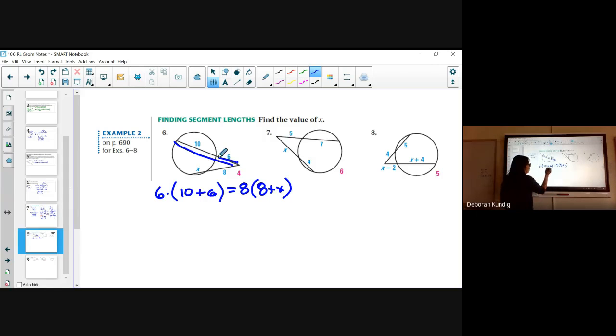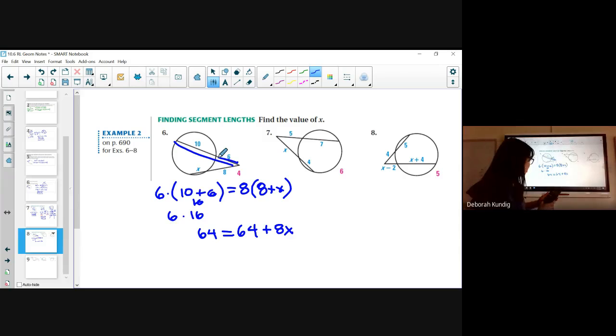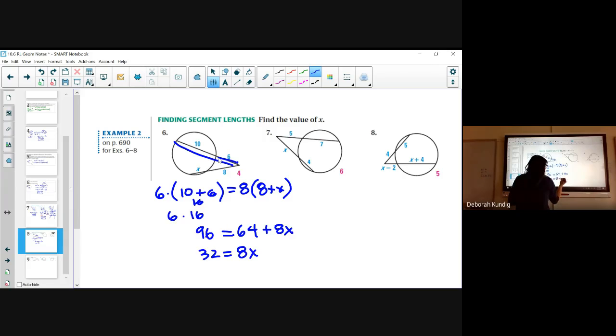All right, so we'll have, this is 16. 6 times 16 is 64. 8 times 8 is 64 plus 8x. Right, 16 times 6, no, I think I got that one wrong. 16 times 6 is 96. All right, subtract both sides. I'm going to subtract 64 from both sides. You get 32 is equal to 8x. Divide both sides by 8, and x is equal to 4.